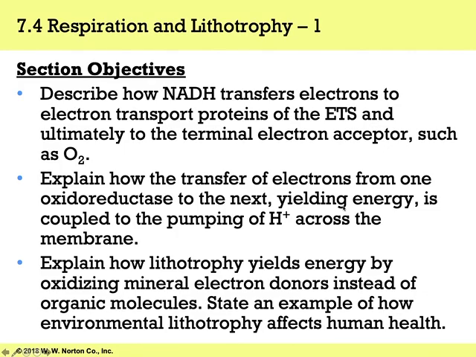Okay, we'll talk about how NADH transfers electrons to the electron transport chain and eventually to oxygen in aerobic metabolism and aerobic respiration. We'll explain how the transfer of electrons from one oxidoreductase to the next takes place and how the energy is used to establish a proton gradient. And then we'll talk about how that proton gradient can be used to make ATP.